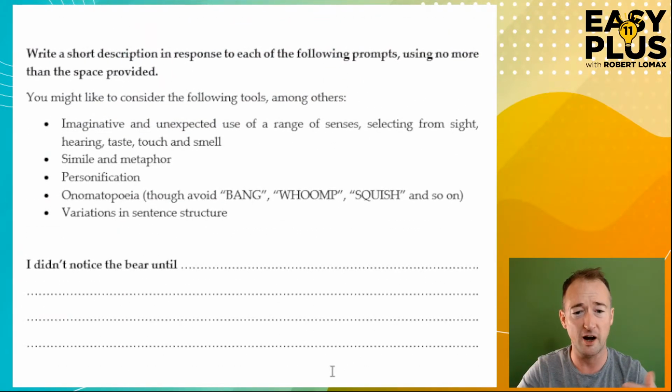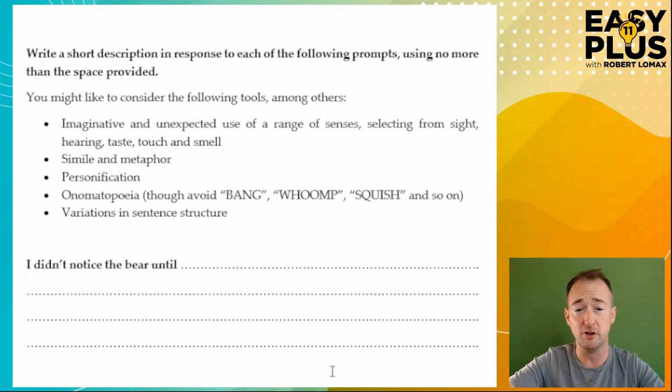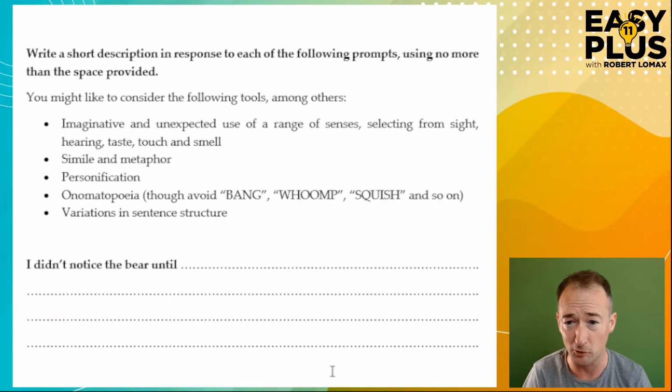There are a few little guidelines at the top, which you'll have seen if you've seen the worksheet. Write a short description in response to each of the following prompts, using no more than the space provided. That's just to make it clear that you're just writing a little description. You're not trying to write a complete paragraph, let alone a complete story. You might like to consider the following tools, among others. This is just a list of ideas.